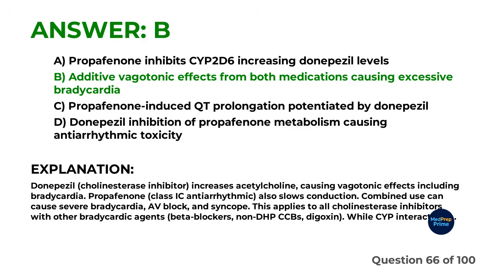This applies to all cholinesterase inhibitors with other bradycardic agents: beta blockers, non-DHP CCBs, digoxin. While CYP interactions may occur, the primary mechanism is additive pharmacodynamic slowing of heart rate. Close monitoring or alternative rate control is needed.